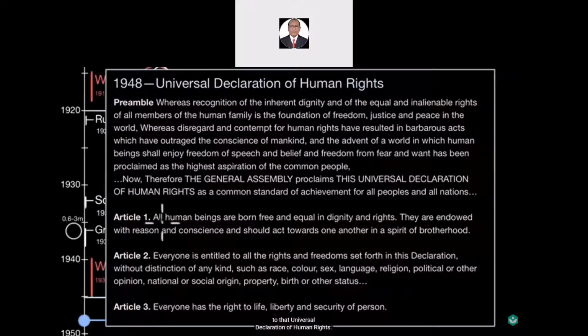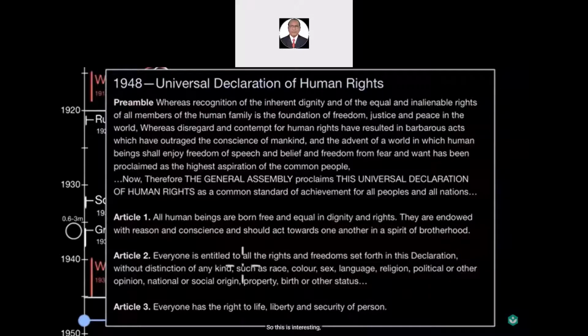All human beings are born free and equal in dignity and rights. They are endowed with reason and conscience and should act towards one another in a spirit of brotherhood. This really feels similar to some of the ideas of Locke in the Enlightenment that we talk about in other videos. Everyone is entitled to all the rights and freedoms set forth in this declaration, without distinction of any kind, such as race, color, sex, language, religion, political, or other opinion, national or social origin, property, birth, or other status.